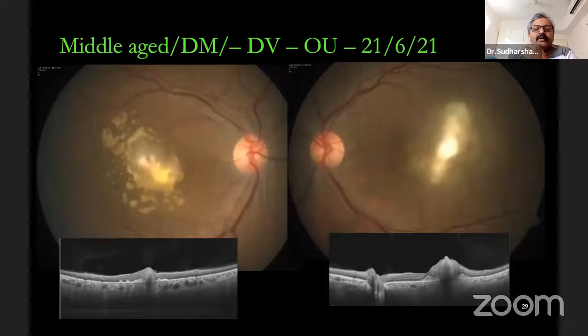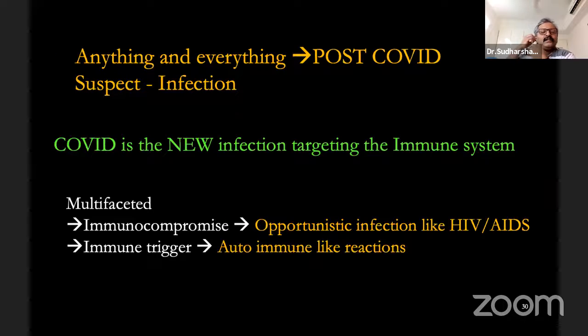And now in this era, this is one patient which you saw the day before: bilateral, almost symmetrical lesions in the posterior pole. You know that it's a hematogenous spread. This was a patient who had post-COVID eye lesions. So anything and everything nowadays, you should suspect infection, especially in COVID. COVID seems to be the new infection targeting the immune system, so it seems to be multifaceted. It can cause immunocompromised-like lesions, an opportunistic infection like HIV or AIDS, or it can probably trigger the immune system and cause autoimmune-like reactions.